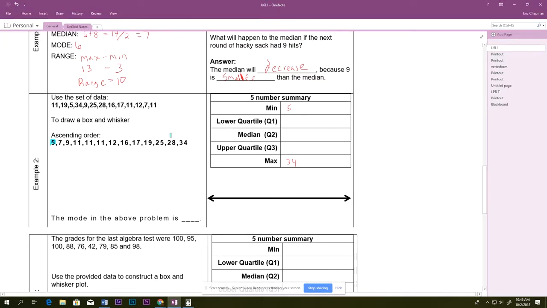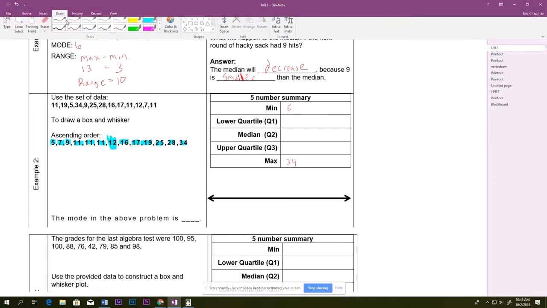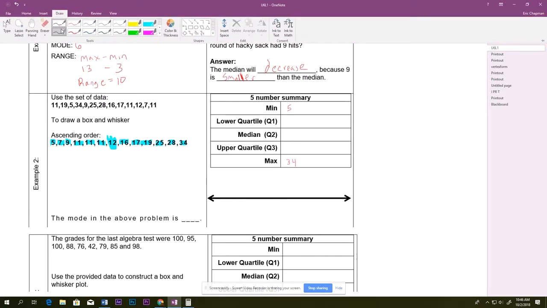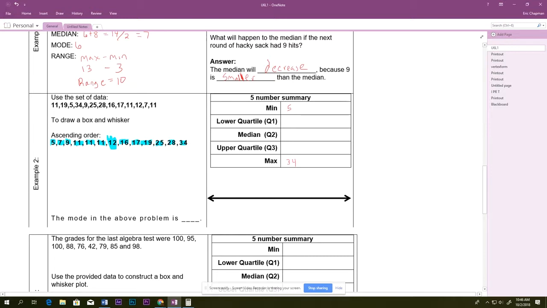So we're going to take a look. We're going to go through and count them out so that we can easily identify the number in the middle. See how I'm coloring? All right, so it looks like 12 is the number in the middle. Let's double check that. We have 1, 2, 3, 4, 5, 6, 1, 2, 3, 4, 5, 6 on either side. So our median is 12.